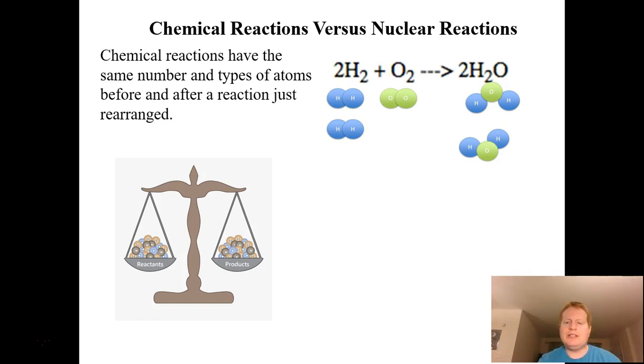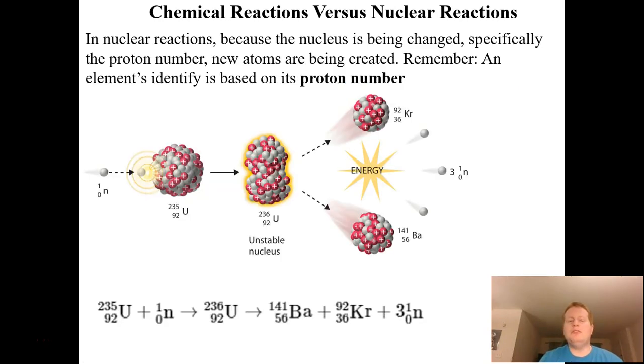So if we look at the regular chemical reactions, same elements on both sides that we're trying to get to, same mass. In nuclear reactions, we start with one element, certain types of elements, and in the end we have an entirely different element because we're actually changing the proton number, which is in the nucleus.